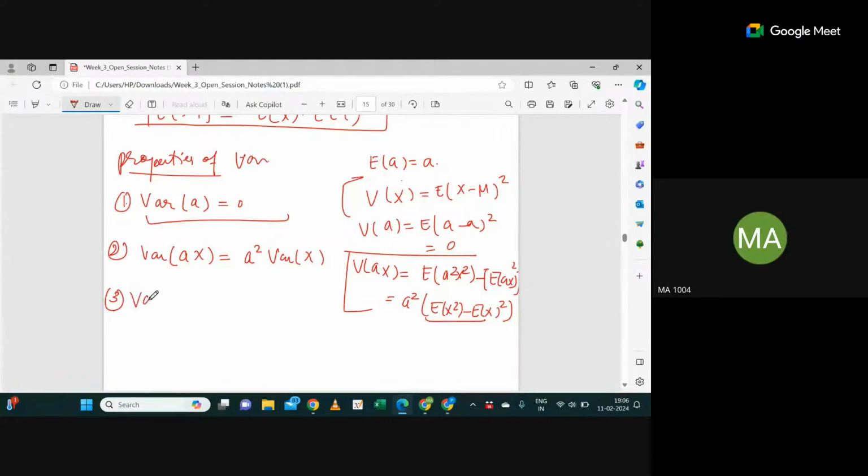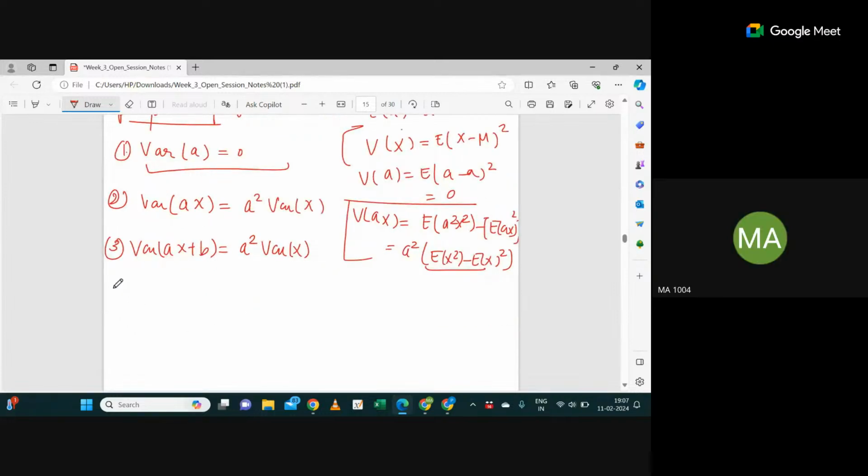Now tell me variance of ax plus b. A square variance of x plus b? There should not be b, because variance of b will be 0.